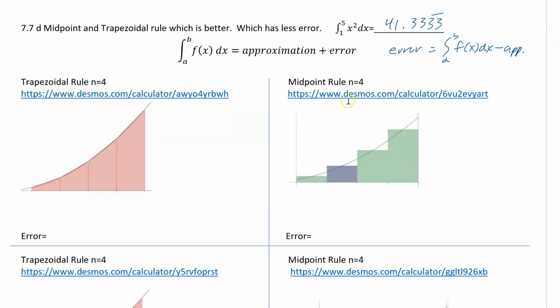So what we're going to do is just use the Desmos graph to write down what the approximate area is, and then subtract it from the actual value to find the error. That's what this video is about: the error and comparing them. So let's look at our Desmos.